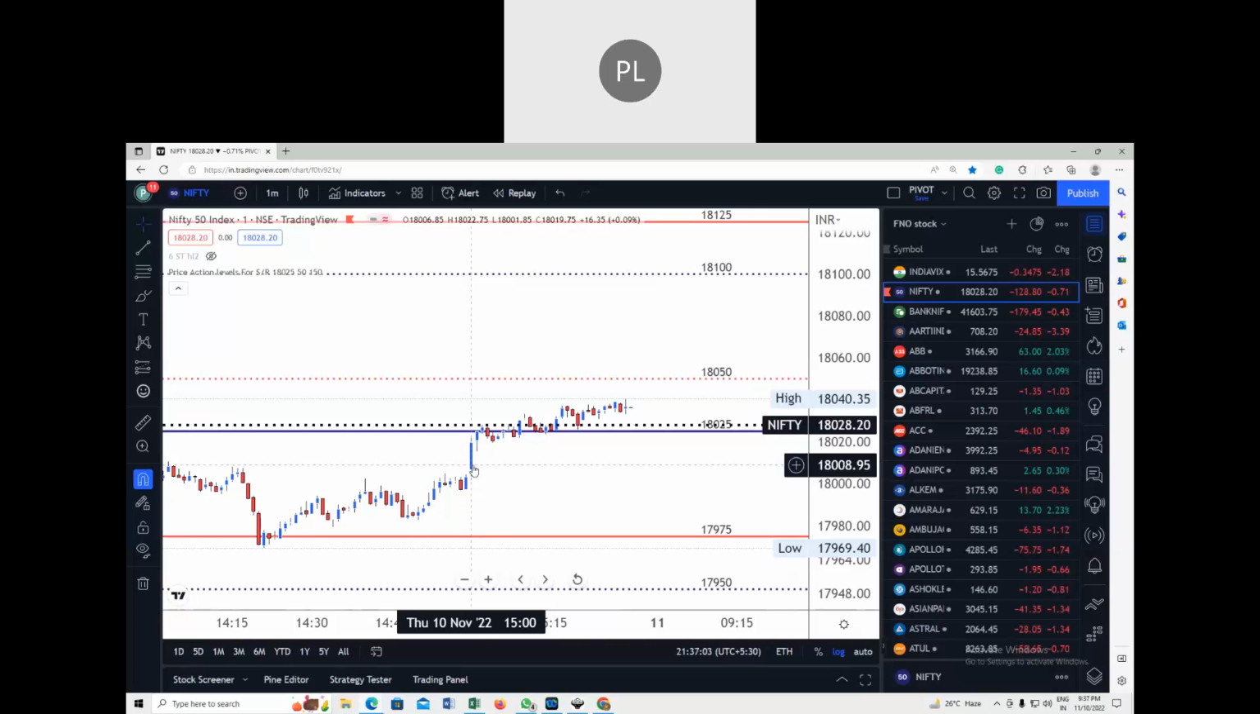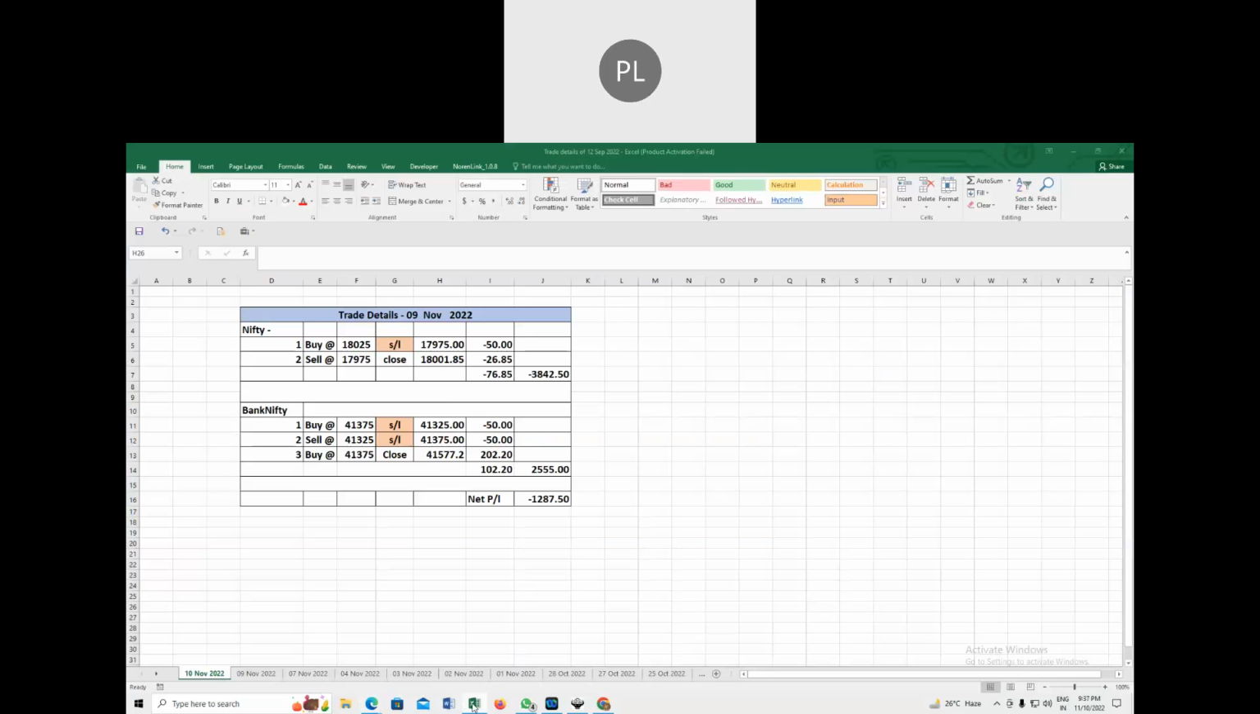So it just didn't breach the stop loss. So either 18019.75. So you can see here we had 44 points loss and 50 points loss, that is 94.75 loss, and the net in rupees was minus 4737.